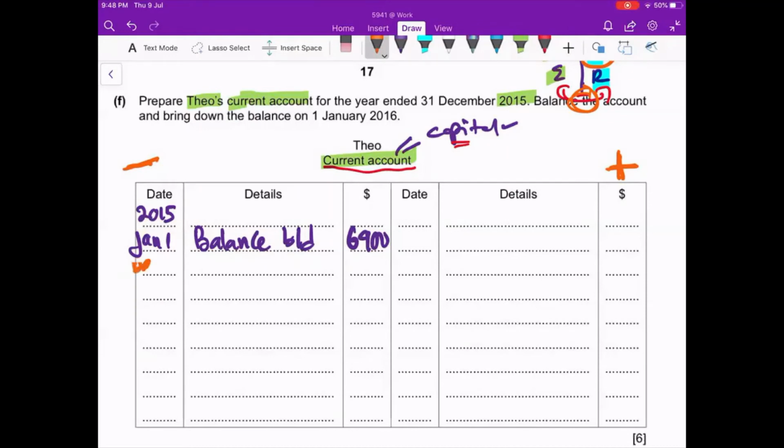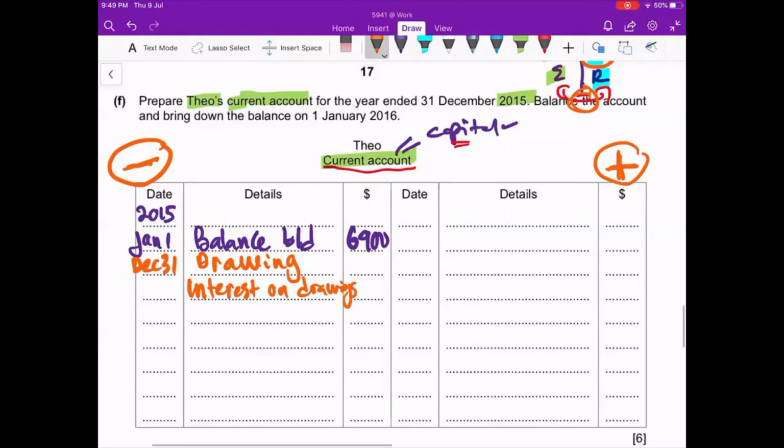Why on the debit side? Because I already discussed, if his account, his investment decreases, it will be on the debit side. If his investment increases, we put it on the credit side. So on the debit side, I write drawings and interest on drawings.